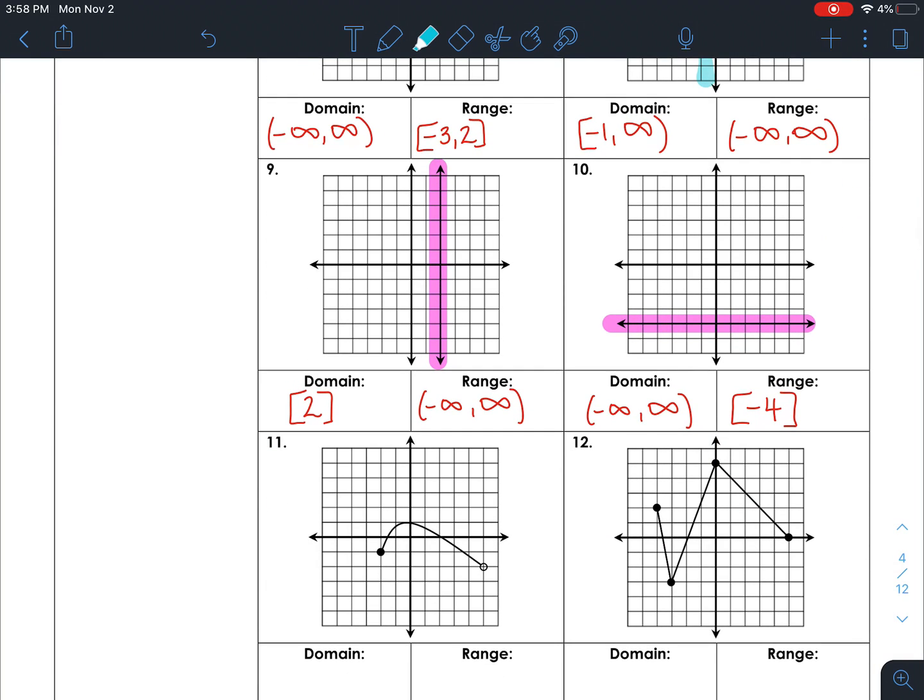9 and 10, I've highlighted where the actual lines are because it can get a little confusing. My domain, it's only ever hitting the 2 on the x. It's never going to the left or to the right. So that's just plain 2. My range is it's going to go up and up forever and down forever. Same thing with 10. Left and right forever. However, it's only ever going to hit -4.